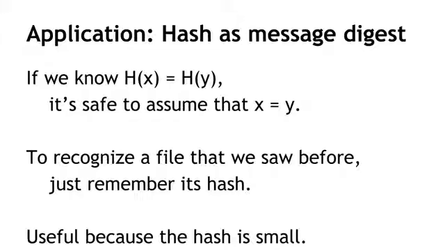Suppose, for example, that we had a file, a really big file, and we wanted to be able to recognize later whether another file was the same as the file we saw the first time. One way to do that would be to save the whole big file, and then when we saw another file later, just compare them. But because we have hashes that we believe are collision-free, it's more efficient to just remember the hash of the original file. Then if someone shows us a new file and claims that it's the same, we can compute the hash of that new file and compare the hashes. If the hashes are the same, then we conclude that the files must have been the same. And that gives us a very efficient way to remember things we've seen before and recognize them again. And of course, this is useful because the hash is small.